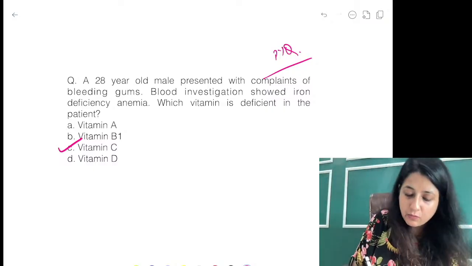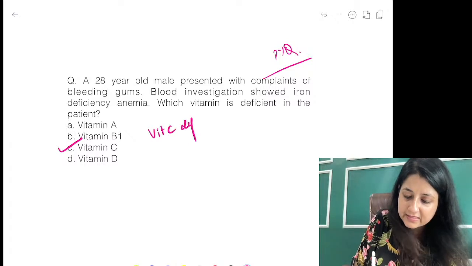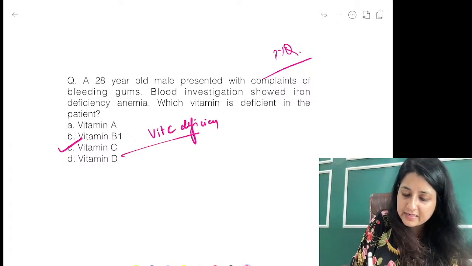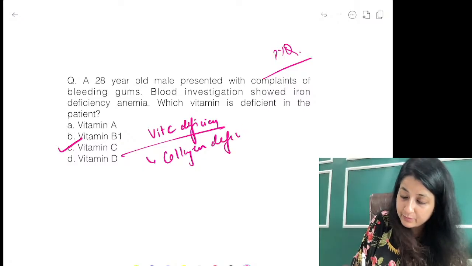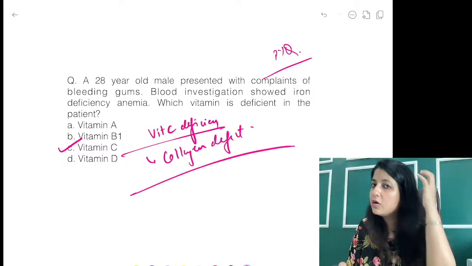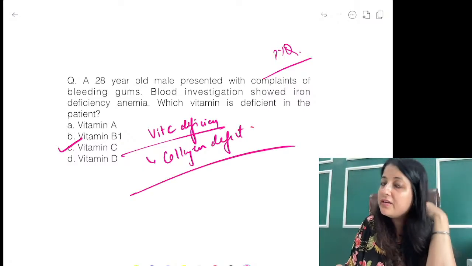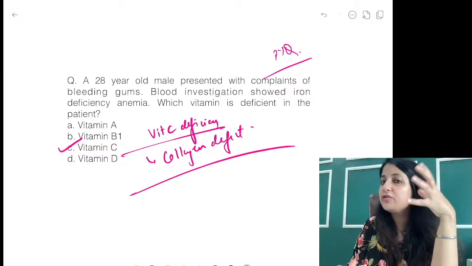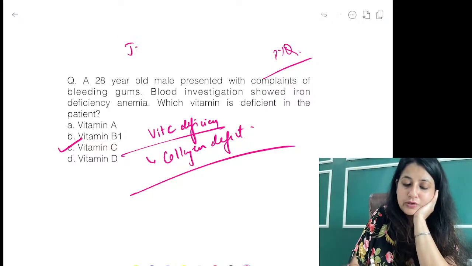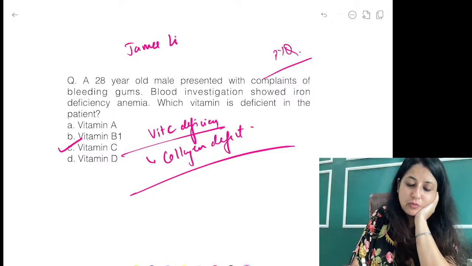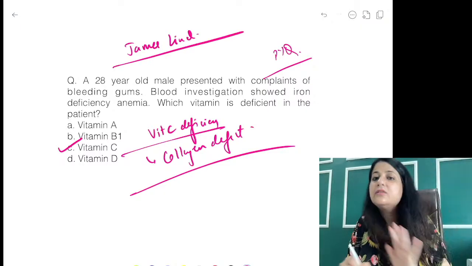Why? Because vitamin C deficiency leads to what defect, guys? It leads to collagen defect, and collagen, everybody, is the building framework of our tissues. So collagen defect results in vitamin C deficiency, scurvy. And if you remember the image-based session, I told you the name of a scientist who had shown all this among sailors, James Lind.